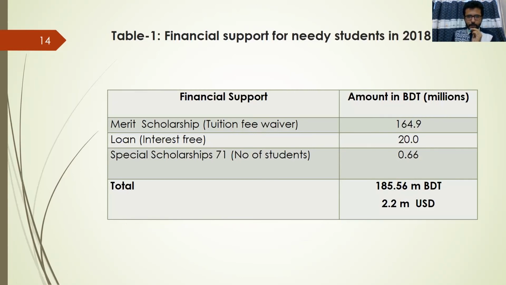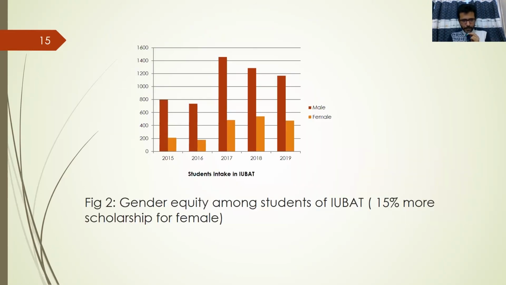Here you see the statistics from 2008: an annual $2.2 million has been granted by this program for needy students. Gender parity has been established by the program due to 15% more scholarship for females in recent years.